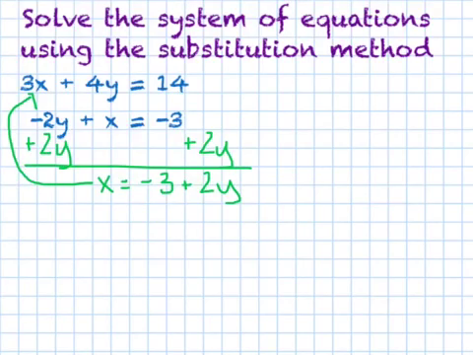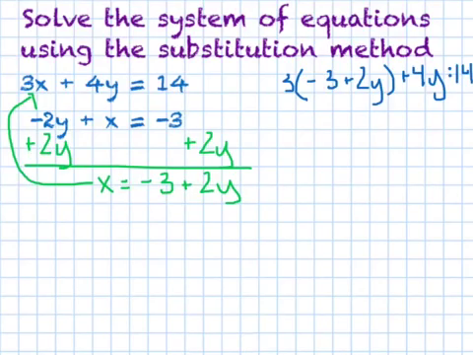When we do that, we have 3 times negative 3 plus 2y. Notice how I put that all in parentheses there, because it's 3 times whatever x is, so we have to multiply it by that whole thing, plus 4y equals 14. So we'll solve it out. Whenever we have a number on the outside of the parentheses and we have to multiply it by an expression on the inside, we have to distribute. We have to multiply that term to both terms.